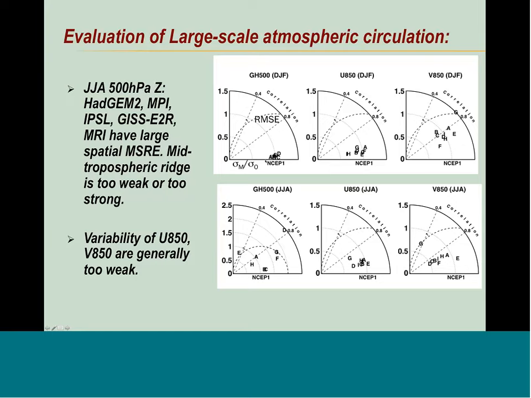When we evaluate the spatial pattern, we found this is mainly because most models could not reproduce the middle tropospheric ridge, and this is one reason models produce a wet bias. Also, models tend to underestimate the westerly wind anomalies in the lower troposphere, and this further contributes to the wet bias.